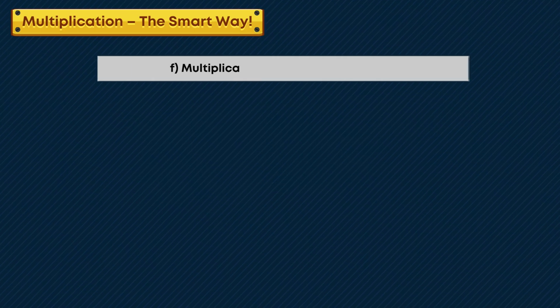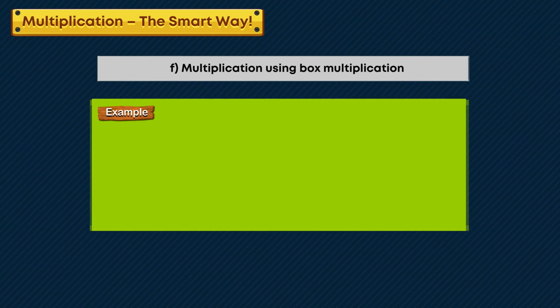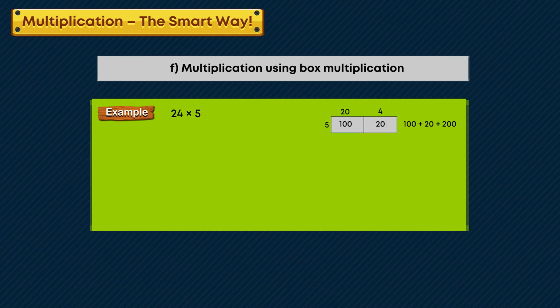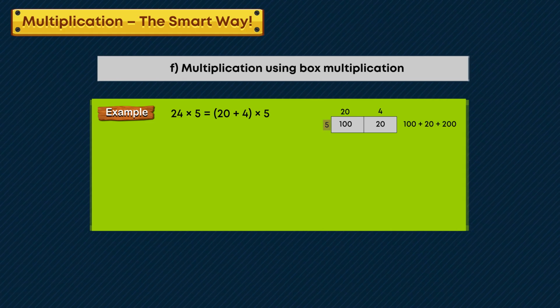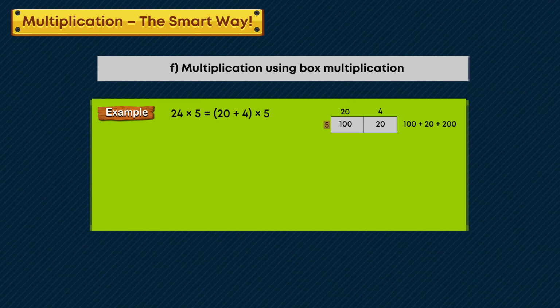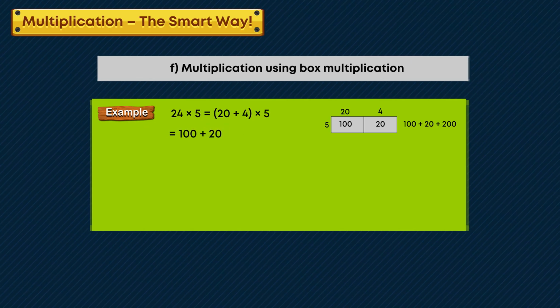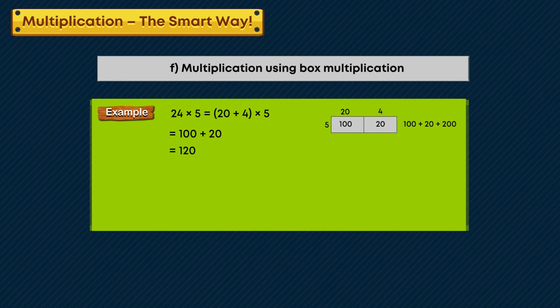F. Multiplication using box multiplication. Example: 24 into 5 is equal to 20 plus 4 into 5. 5 into 20 is equal to 100. And 5 into 4 is equal to 20. 100 plus 20 is equal to 120.